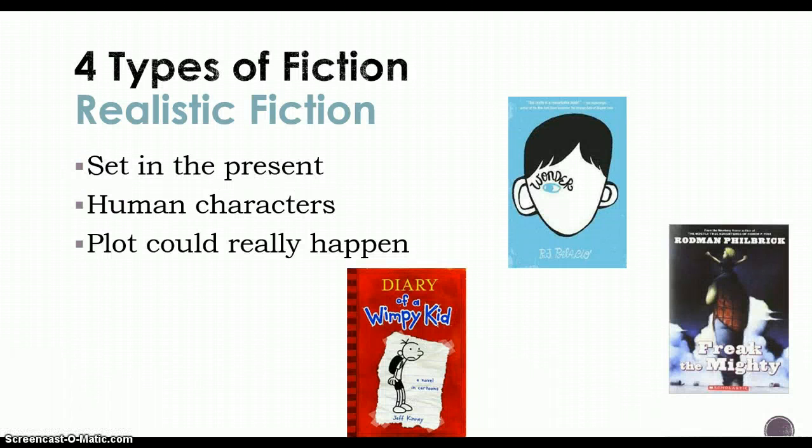The first type is called realistic fiction. It's set in the present, has human characters, and the plot could really happen. These are books like Diary of a Wimpy Kid, Wonder, or Freak the Mighty.